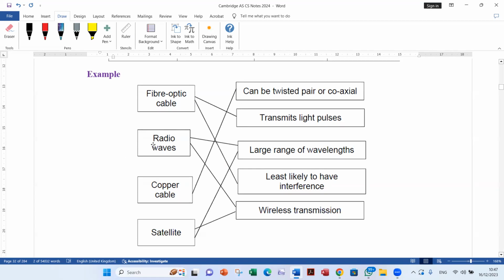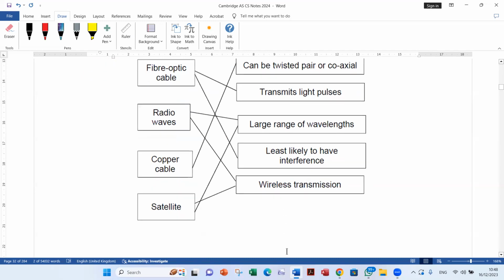This is fiber. Radio waves, large range of wavelengths, and it is wireless. Copper cable can be twisted pair or coaxial. Satellite, large range of wavelengths, and it is wireless. Okay, if you can successfully answer these questions, then the examiner will award you marks, all the marks, because you have an understanding of the topic being discussed.